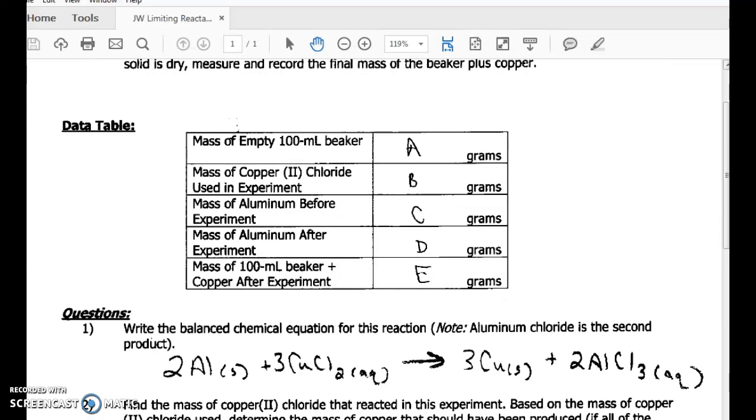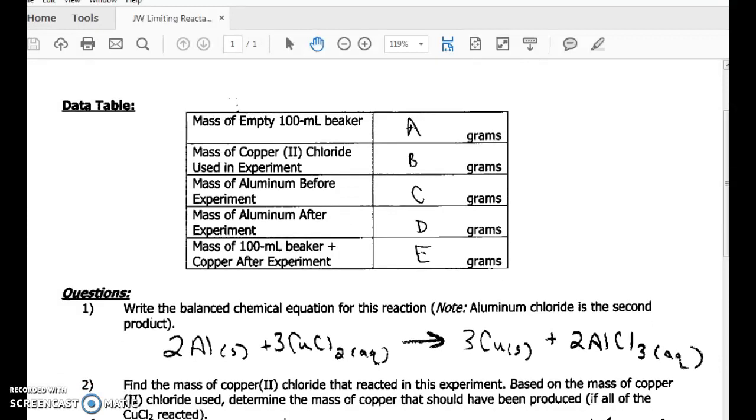aluminum wire, and then the copper 2 chloride solution. So on your post-lab quiz, as well as in the first question of the post-lab questions, day 1 questions, you need to write the balanced chemical equation. So aluminum's an element, not Br2I2N2Cl2H2O2F2, so it's just written as Al, and the physical state is solid. We saw that it was solid.